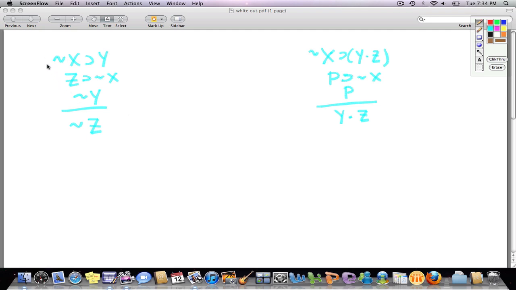All right, the proof here on the left, we have three premises above the line. If not x, then y. If z, then not x. And our third premise is not y. Conclusion, not z. This argument's valid. I wouldn't give you an invalid argument because you would not then be able to do a correct proof.